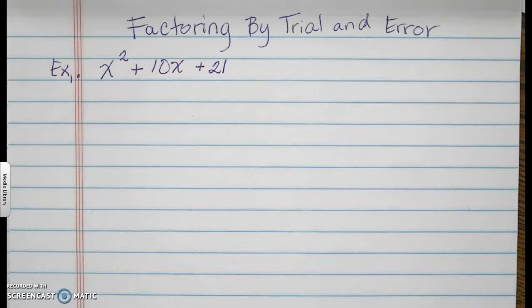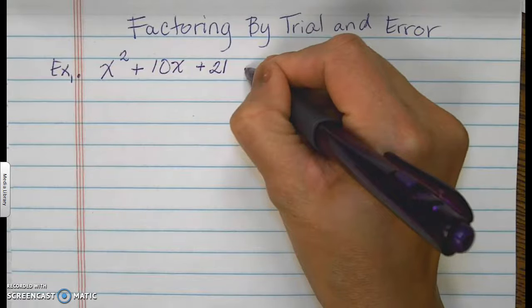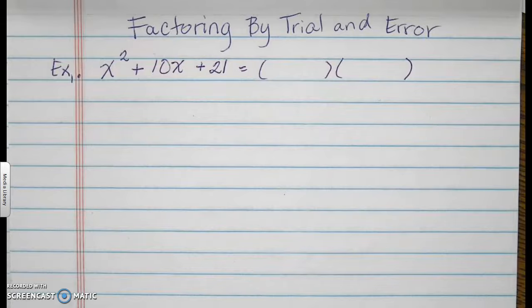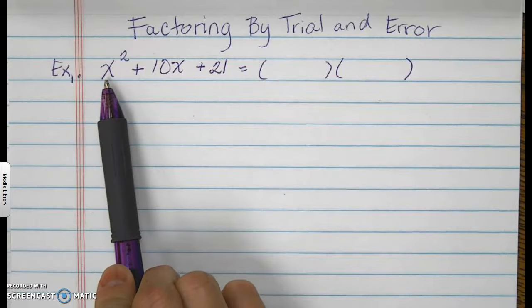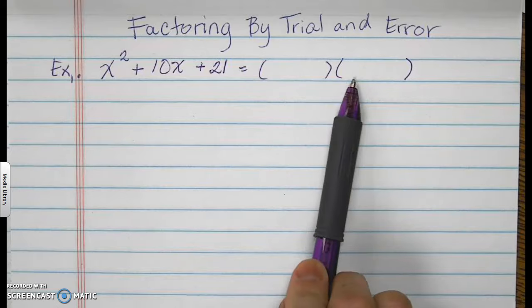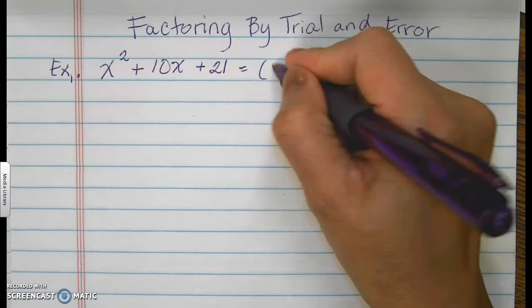Okay, welcome back. Our topic for today is factoring by trial and error. For example number one, you have x squared plus 10x plus 21. When you're factoring quadratics by trial and error, you assume you will have two binomial factors like this, and you think of what you can put here and here that multiply to make an x squared. So I am kind of thinking x and x.